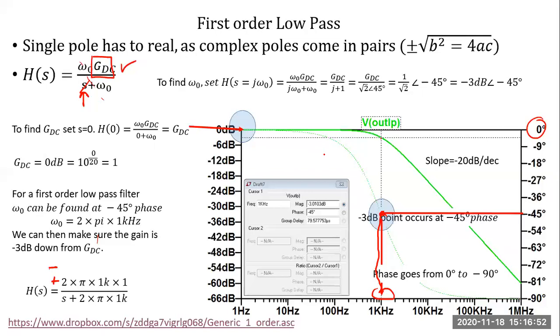Anyway, we can find omega naught in another way, and that's by drawing the asymptotic Bode plot. So if I draw out the DC gain here, and then now I'm doing this by hand, so it's going to be a little stinky. Right where they intersect is where you'll get omega naught.